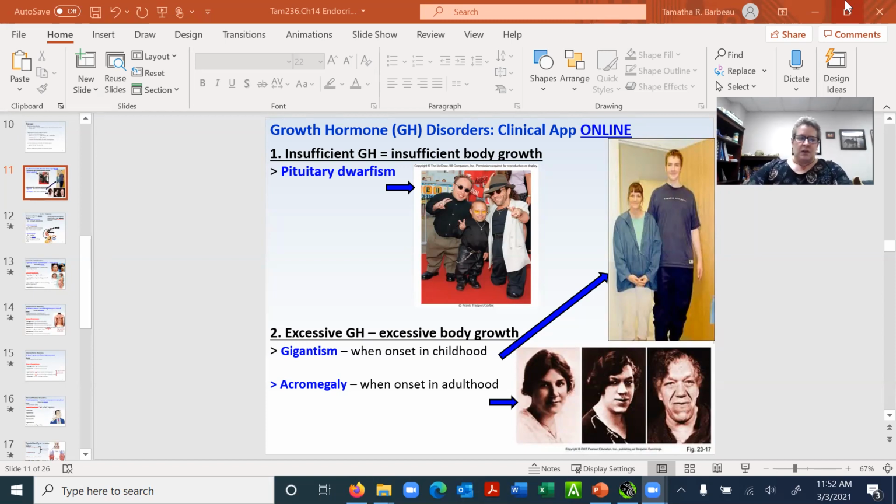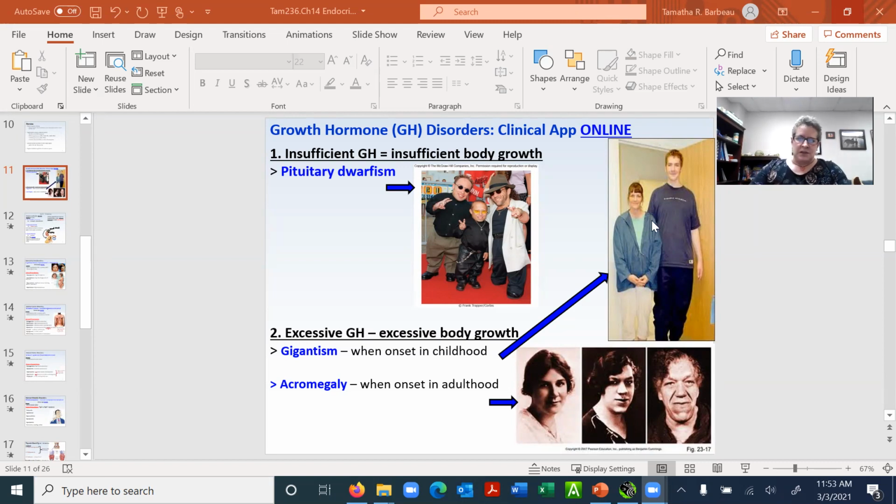Now, the opposite of too little growth hormone and pituitary dwarfism is excess growth hormone secretion from the pituitary. Both of these disorders could occur with a pituitary tumor. So, when there is too much growth hormone, you get excess body growth. For example, this child over here in the upper right is 14. They are probably somewhere between 6 to almost 7 feet tall, and that is way too tall for 14.